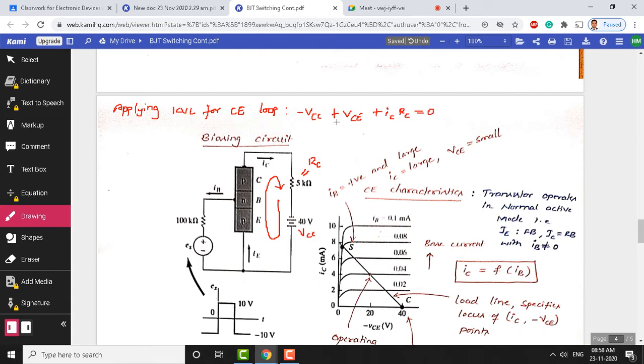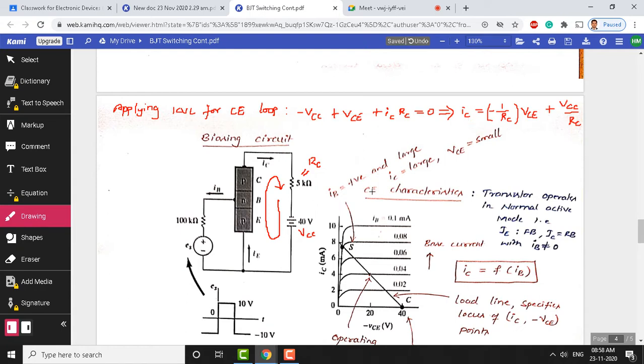Can we simplify this equation for IC? What is the IC equation from this? IC equals minus VCE by RC, or let us write it as minus 1 over RC times VCE, plus VCC by RC. Is it correct? Just check it out. Did we miss anything? Correct, sir.